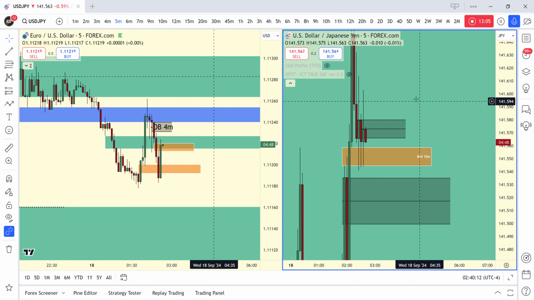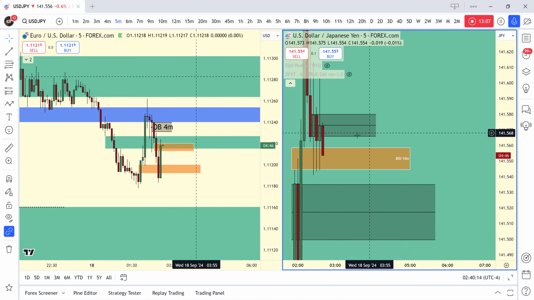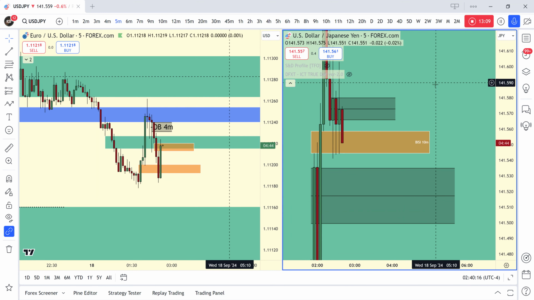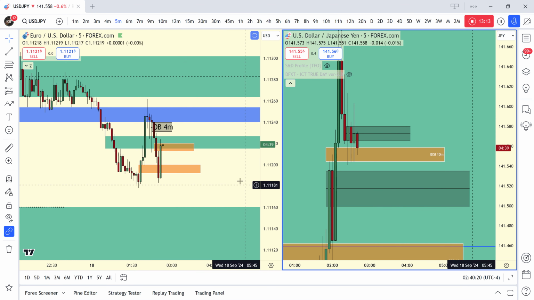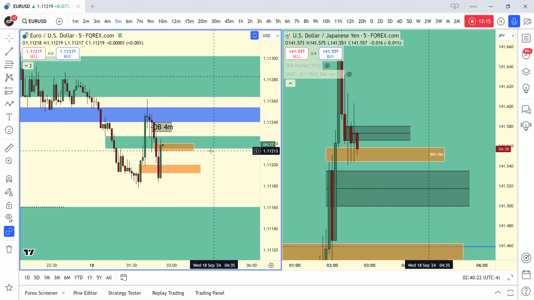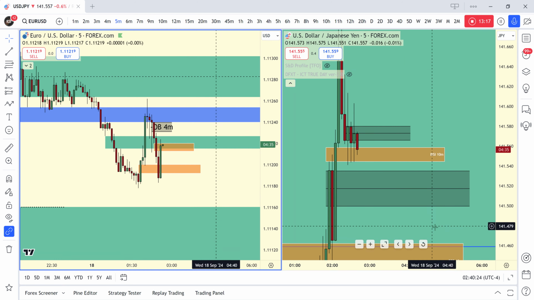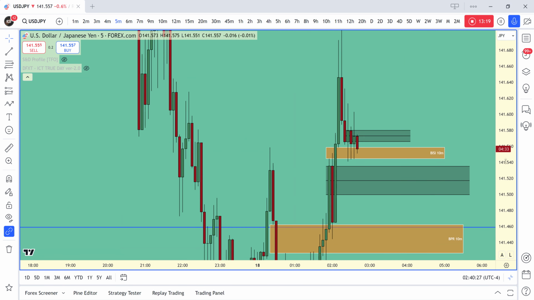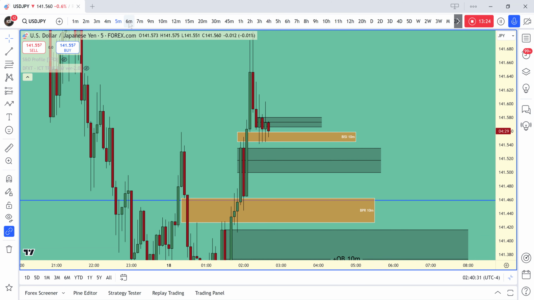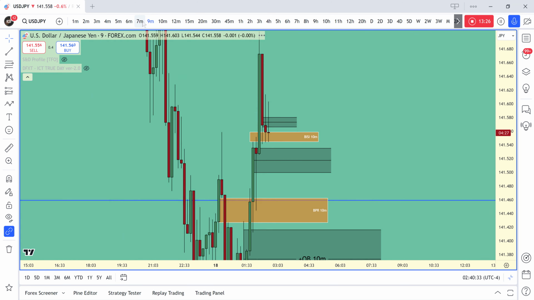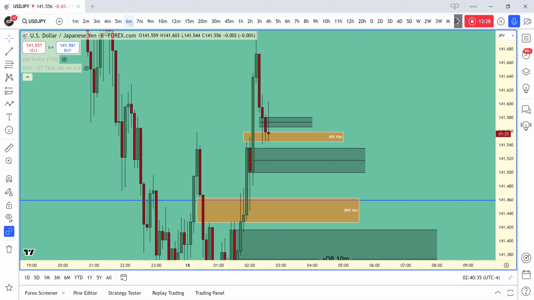We have this 5-minute order block here, a bearish order block. We got the wick going above and beyond. We still have this 10-minute gap. Okay, let me just focus on the yen at the moment. Still have this area. What time frame was that? 9? The 6-minute. 6-minute gap here. Okay.